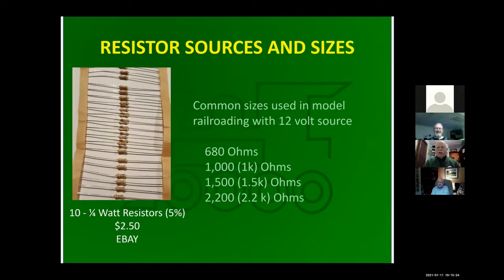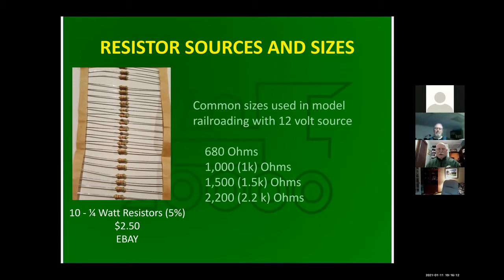So resistor sources and sizes, they're really cheap, frankly. Most people keep a little supply of them: 680, 1,000, 1,500, and 2,200 if you're running 12 volts. By substituting those, the higher you go up, the less intense the light that comes out will be. And you can buy 10 of those on eBay, shipped to your house, 5% accuracy, for $2.50. And if you have Amazon Prime, you can get the same sort of thing there.